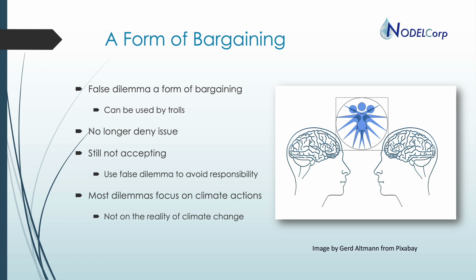Now, most of the dilemmas that I encounter in negotiation focus on climate actions and not the reality of climate change. So they oppose some action by saying they don't believe in climate change. So they'll say, I don't believe in climate change, so I don't have to be more efficient in my energy use. I don't believe in climate change, therefore I don't have to do this or that. So it's a false dilemma because they're not the same thing at all.